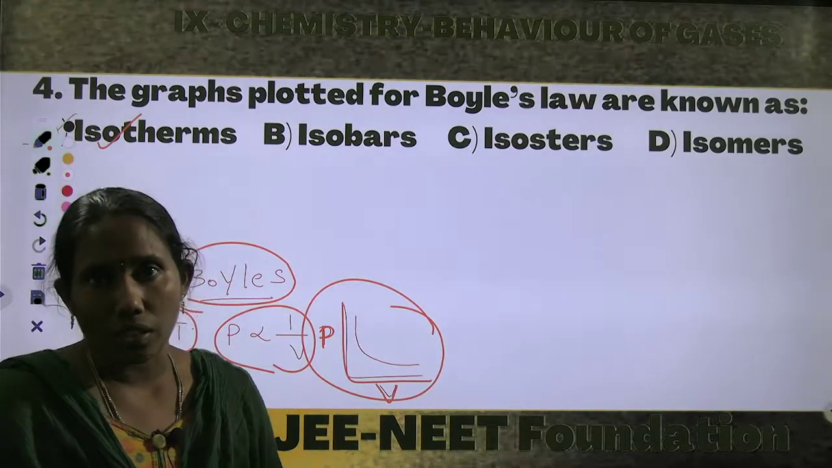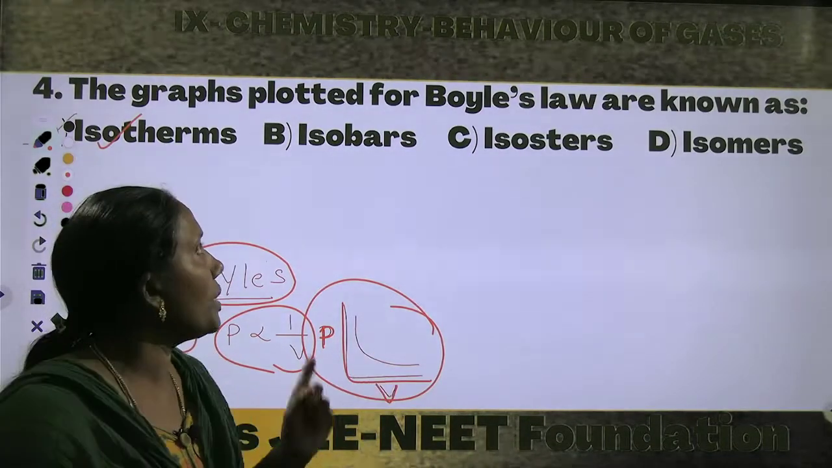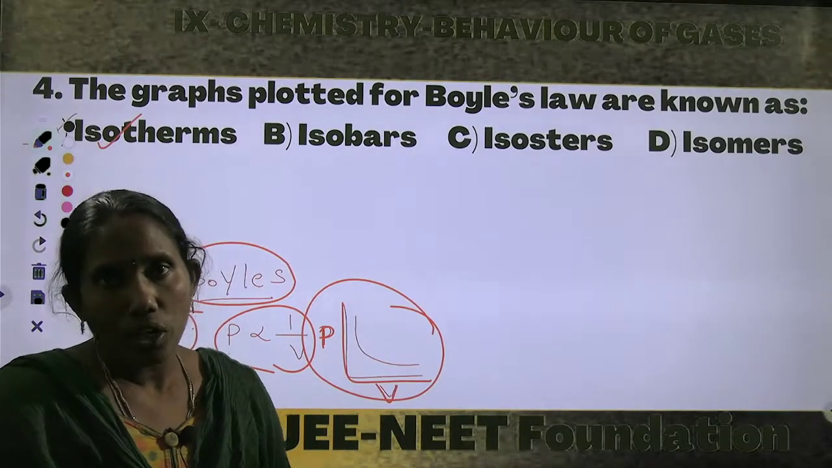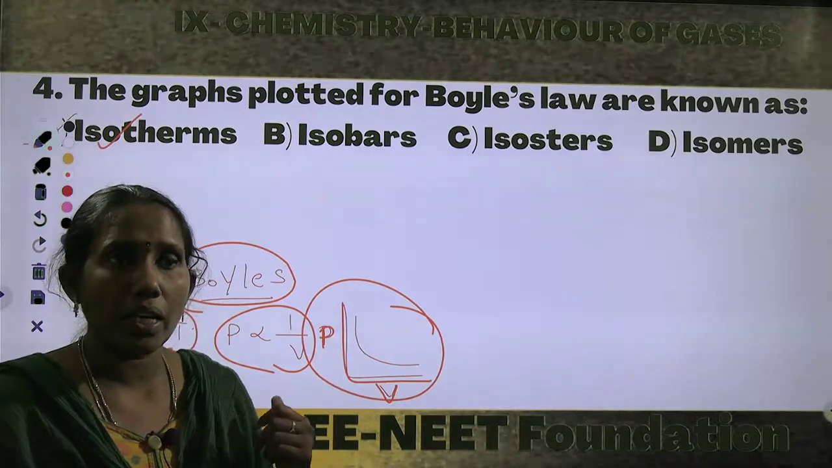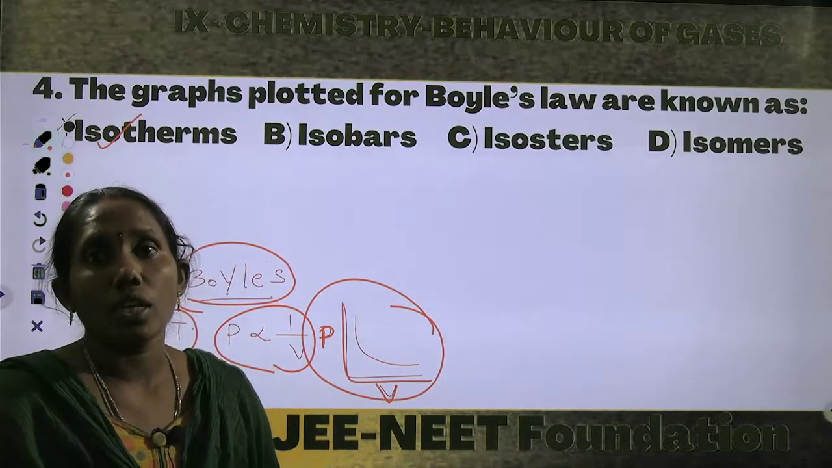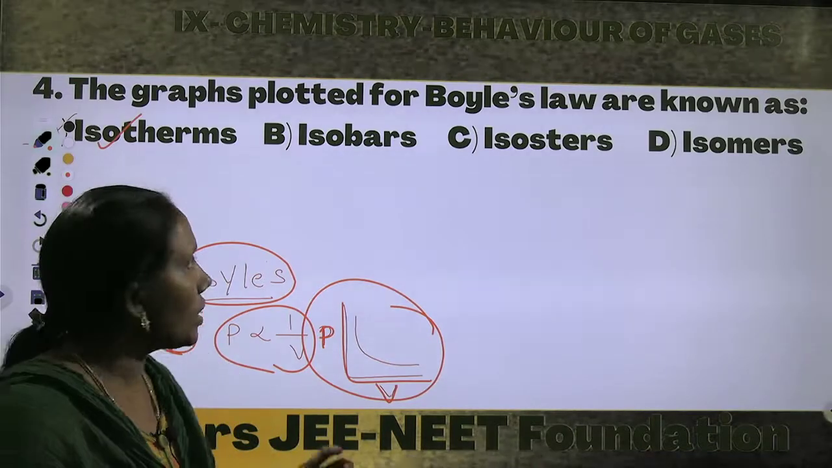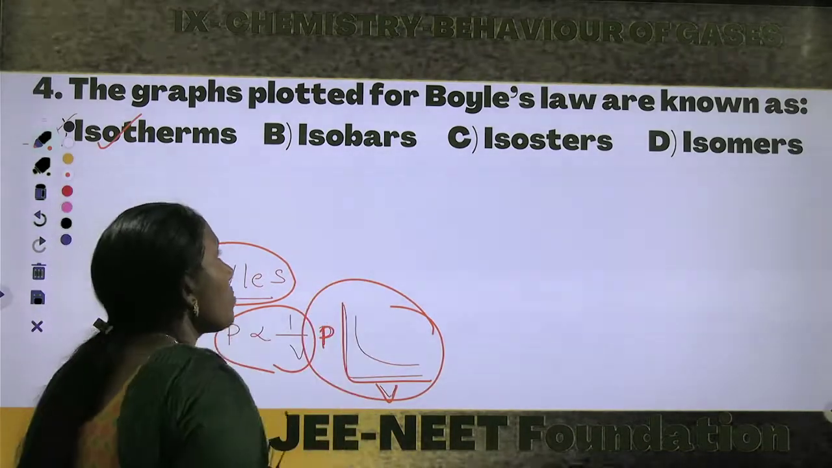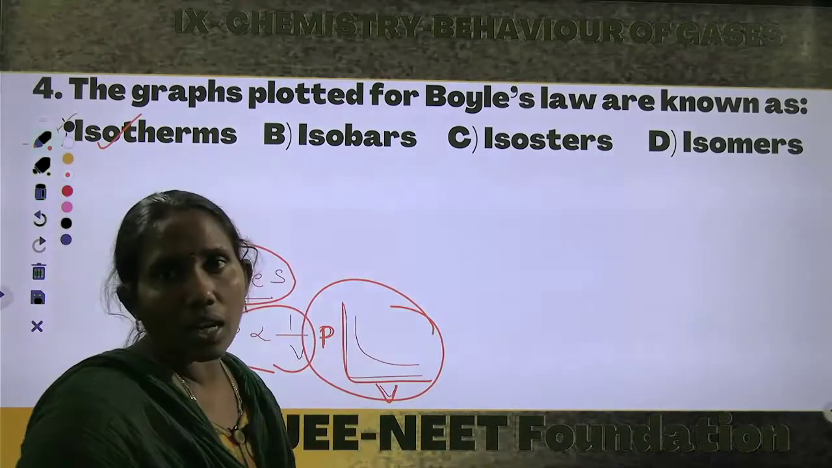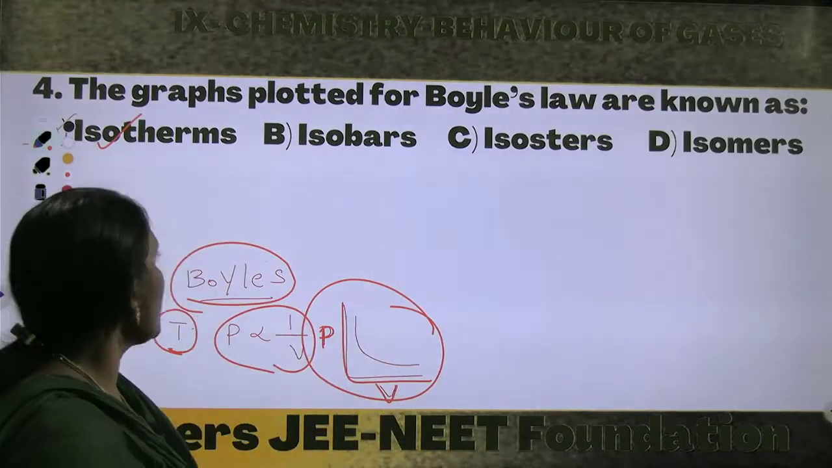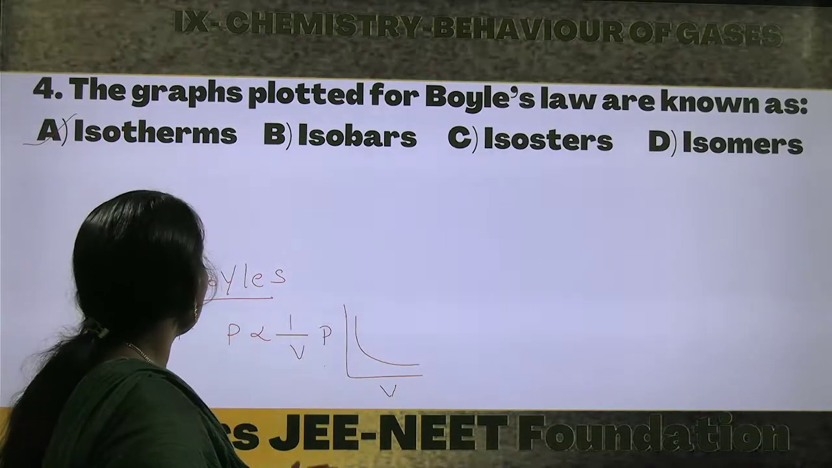Okay, if you keep the pressure constant and plot a graph between volume and temperature, then those graphs are said to be isobars. Isotherms are at constant temperature, isobars are at constant pressure. You have taken volume and temperature. So isobars are for constant pressure, and isosteres and isomers are completely different. So I will go with the first option. Okay, now comes the second question.